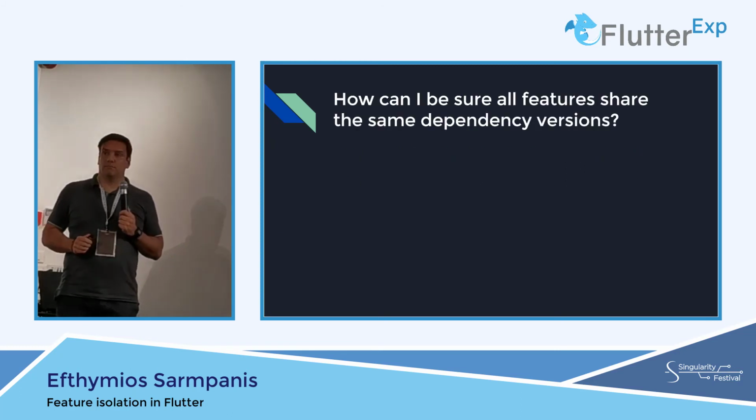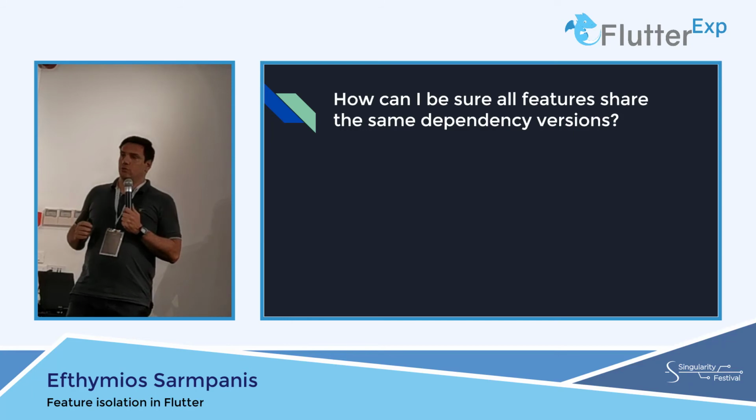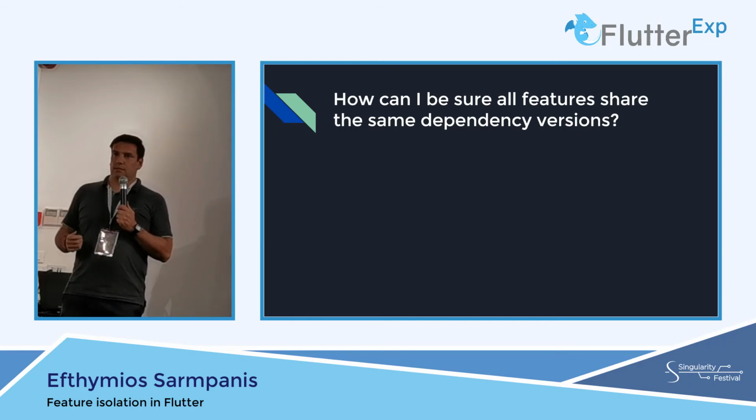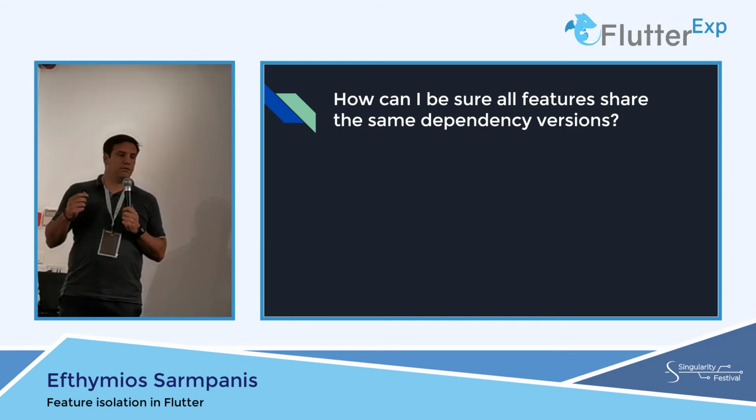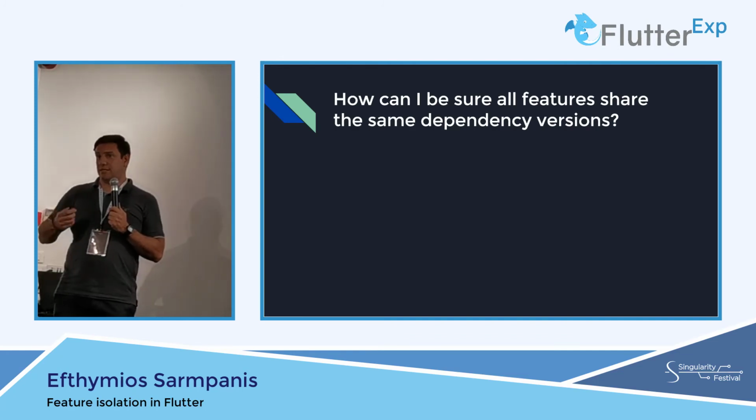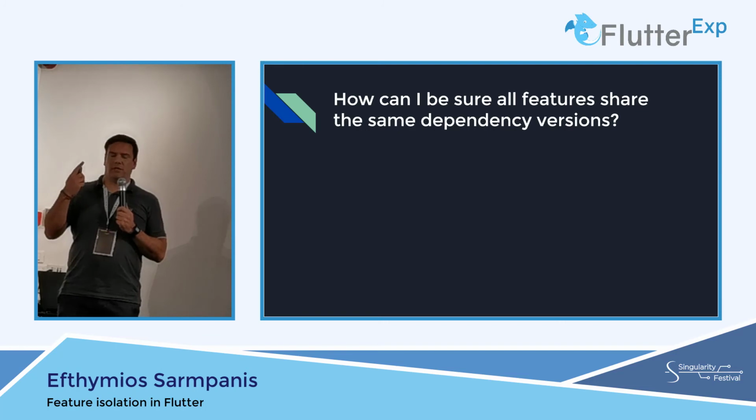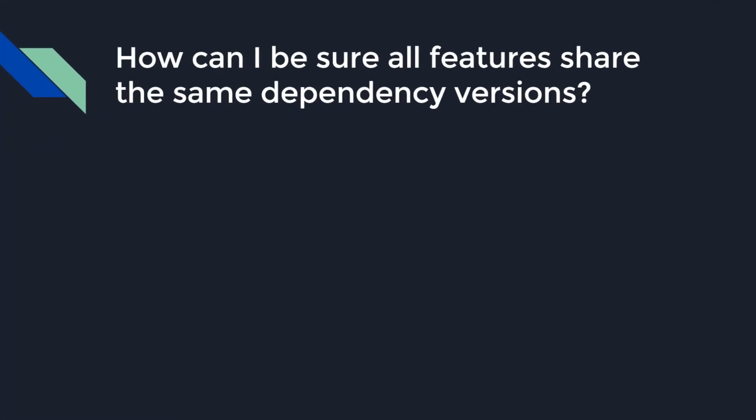Dependency versions. How can I be sure that all of my dependencies are uniform across all of my libraries? Because now I don't have packages inside one library in one application and control all of it from one YAML. I have 5 of them, and I need to be sure that all 5 of them have the same version of the third-party dependencies.